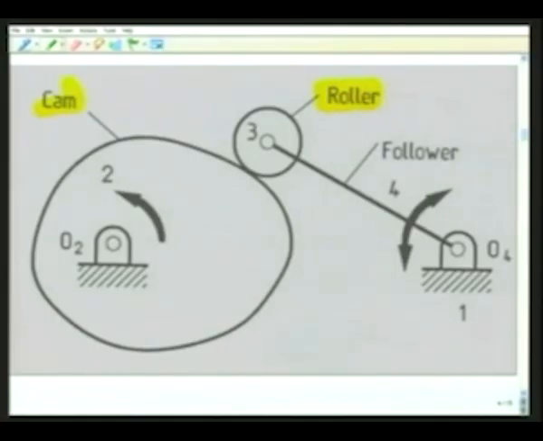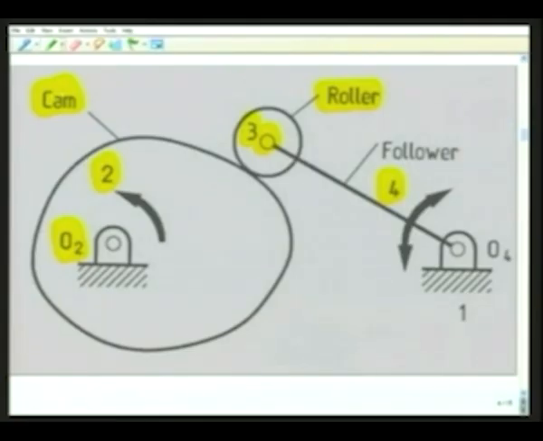Cam is this input link, which is number 2, which is hinged to link number 1, the fixed link, at this revolute joint at O2, and the follower, that is link number 4, is hinged to the roller at this revolute pair. Roller is link number 3.